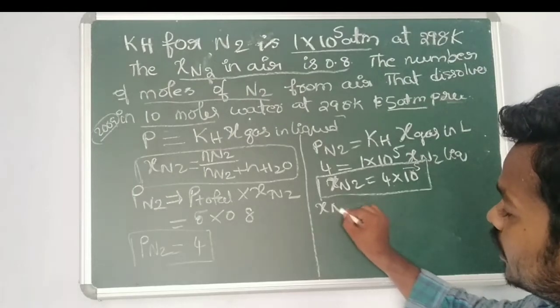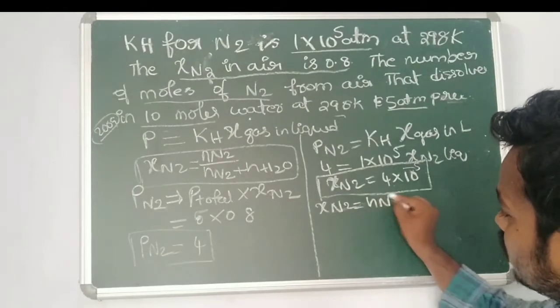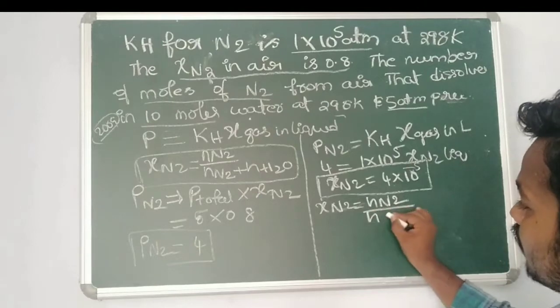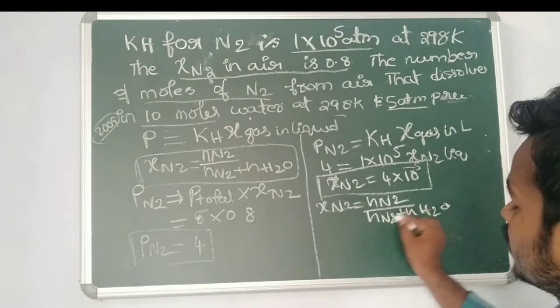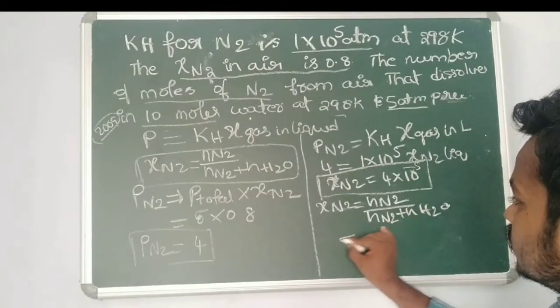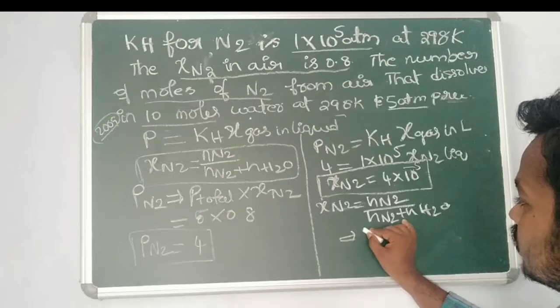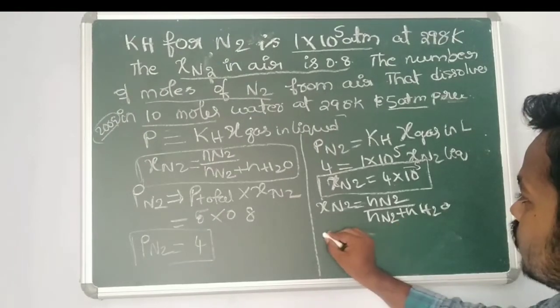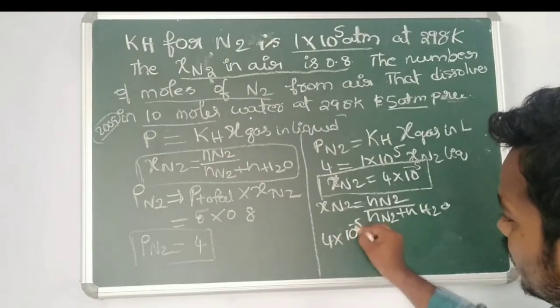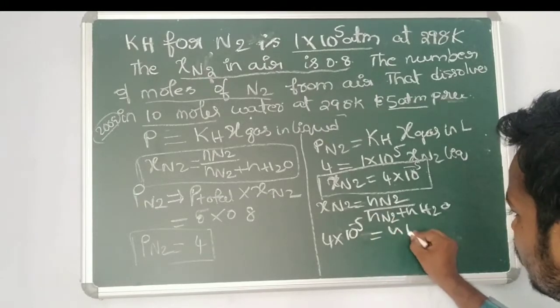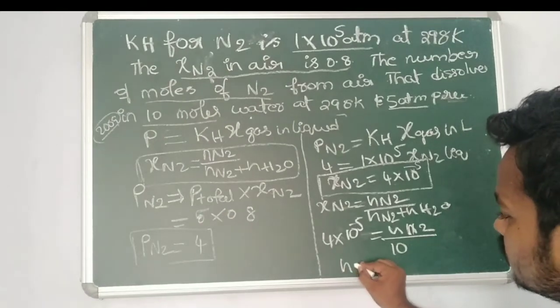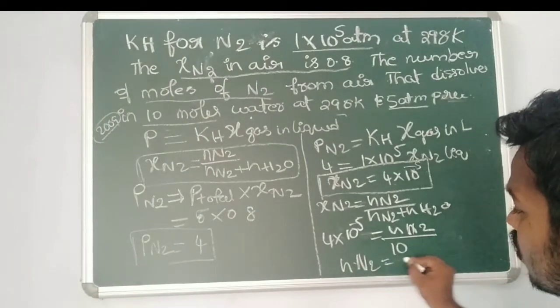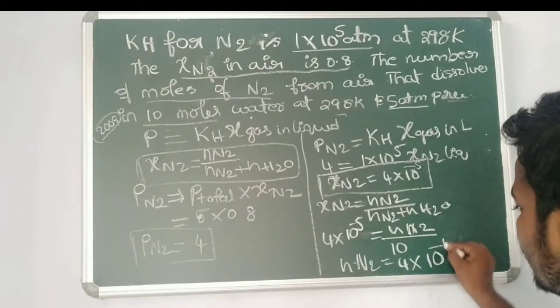So mole fraction of N2 is equal to number of moles of N2 upon number of moles of N2 plus number of moles of water. We can neglect the N2 in the denominator, and water is equal to 10. So mole fraction of N2, how much? 4 into 10 to the power of minus 5 is equal to number of moles of N2 upon 10. So number of moles of nitrogen is equal to 4 into 10 to the power of minus 4. So see the next question.